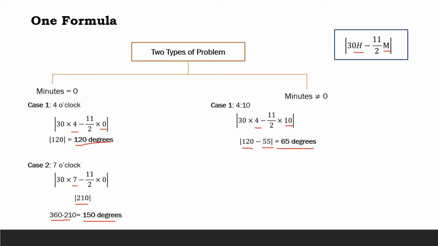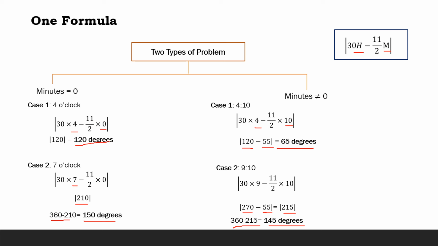A similar case can happen when minute is not equal to 0. For example, at 9:10, when you calculate, it is 30 into 9 minus 11 by 2 into 10, which is 270 minus 55, which is 215. Again, this value is greater than 180 degrees, so you subtract this value from 360 and you'll get 145 degrees as your answer.